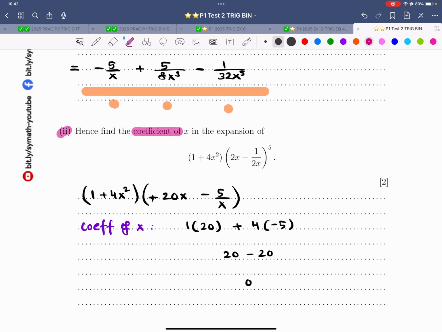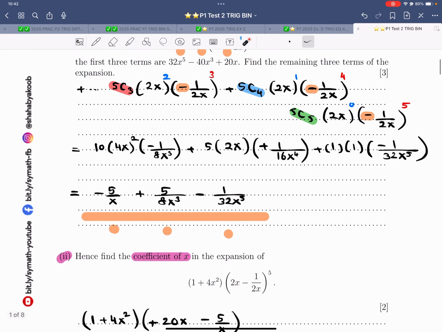Hence find the coefficient of x in the expansion of this. So we have a simple bracket, that means a bracket with a power of 1 in which no binomial expansion is needed. And this is from part 1. Now you have to decide for yourself. There is a constant 1 over here that should multiply with the x term from this bracket. That will give me overall x. And this x square from here can multiply with this 5 over x.